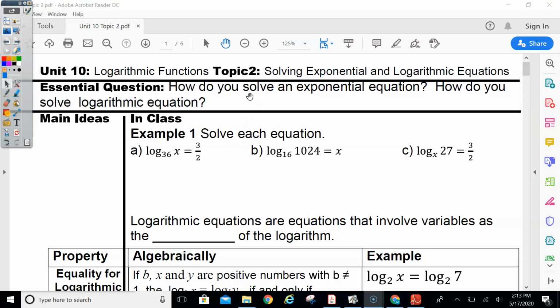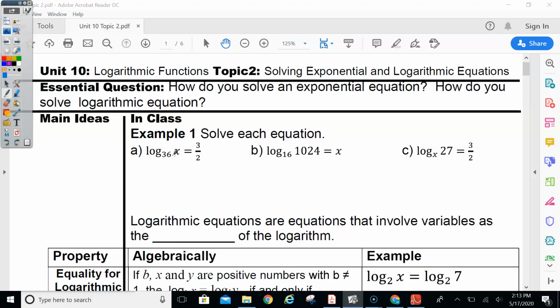Alright, so the next topic in logarithms is solving. We're going to solve both exponential and log equations. So how do you solve an exponential and how do you solve a logarithmic equation? Okay, so these are three possible logarithmic equations.